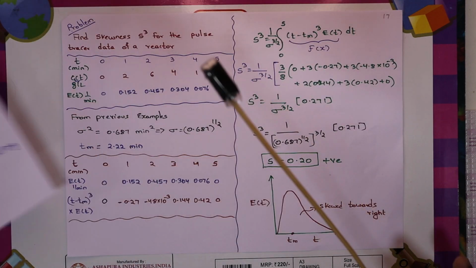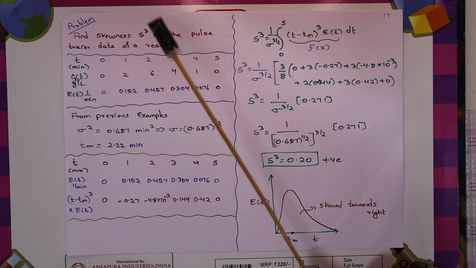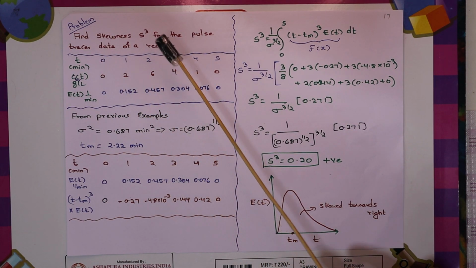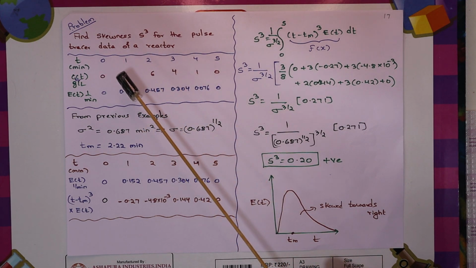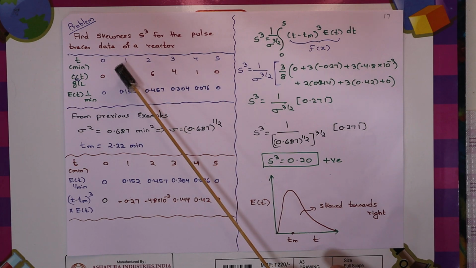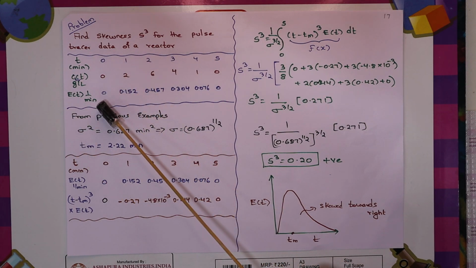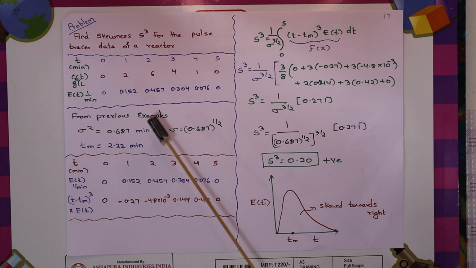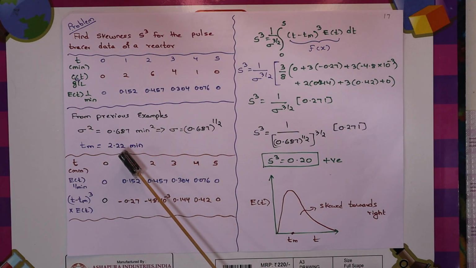So let us do a small example to find the skewness. Find the skewness for a pulse tracer data of a reactor. That means there is a reactor, and people have conducted some tracer experiments. From the tracer experiments, you get the data of time versus concentration. From the time versus concentration graph, you get the E of t, which we have discussed in the earlier lectures as well.